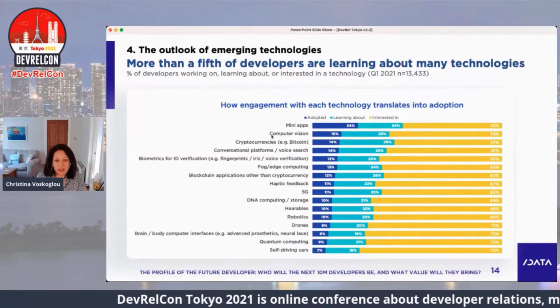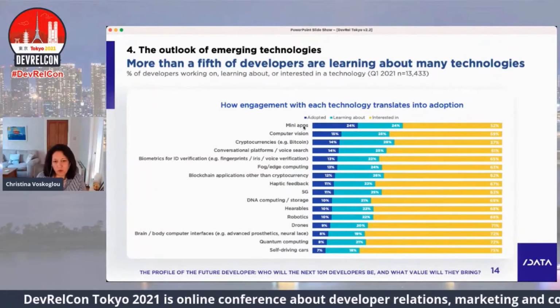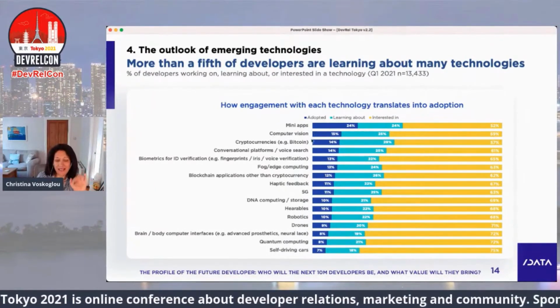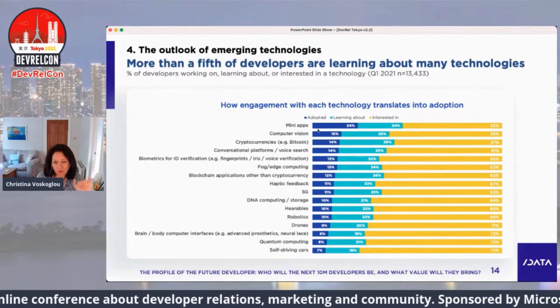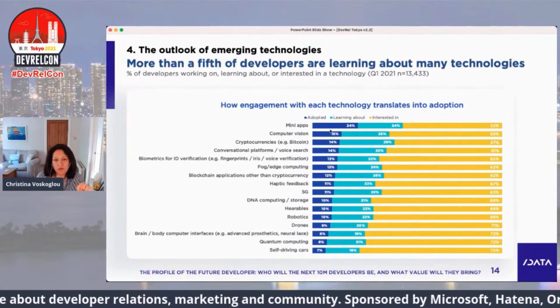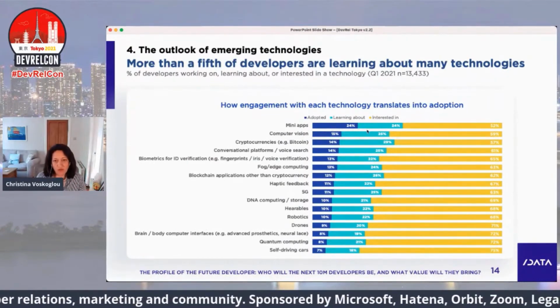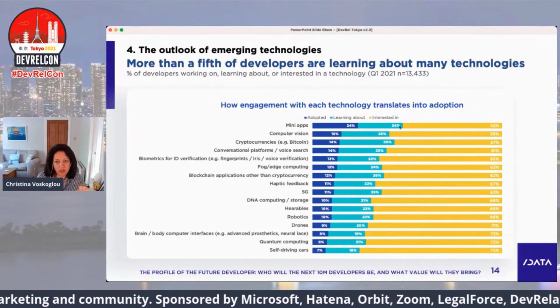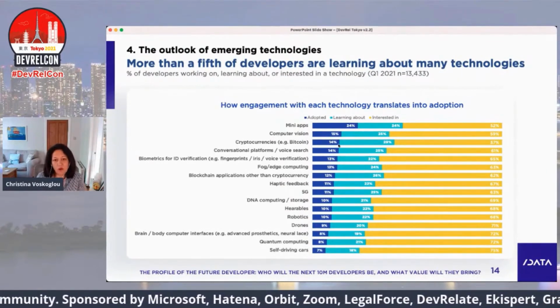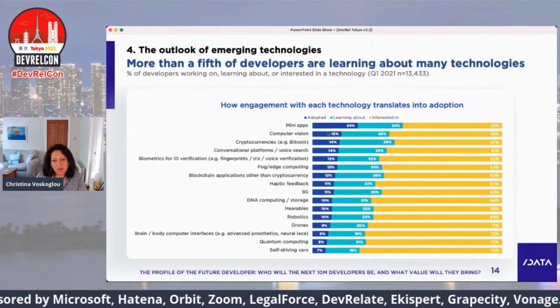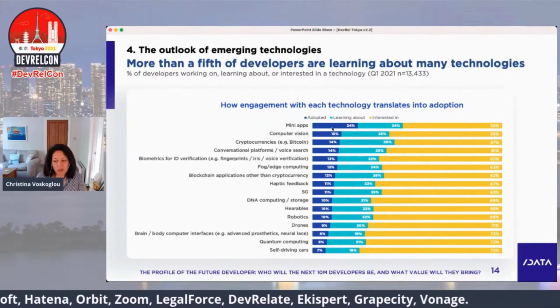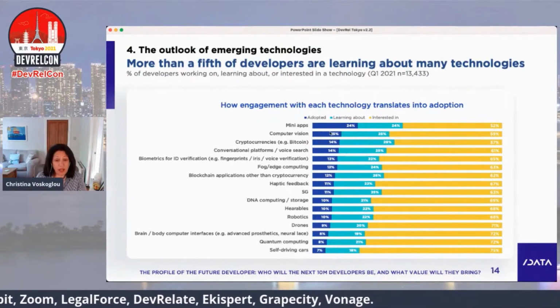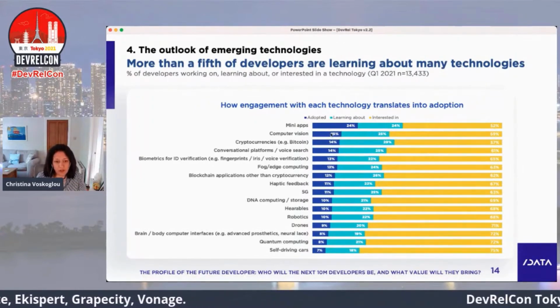So this is what we have done here. Remember those 50% that we saw in the previous slide who are engaged with mini apps. Out of those 50%, 24% have actually adopted mini apps. 24% are learning about it, and the rest are just interested in it. So you can see here that mini apps, for example, is sticking out because it has the highest adoption at the moment, and computer vision is still there at the top.